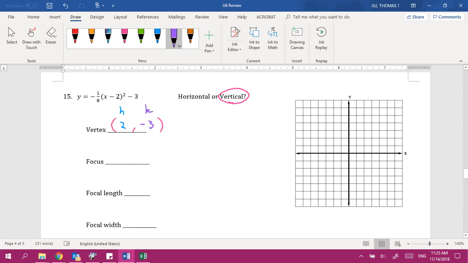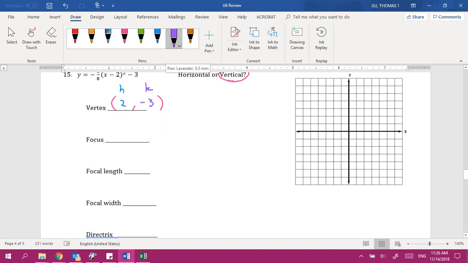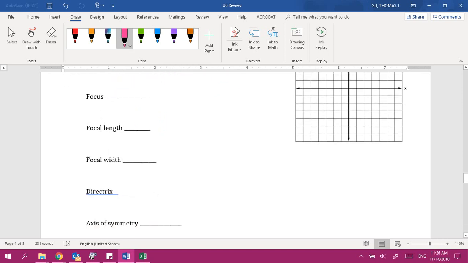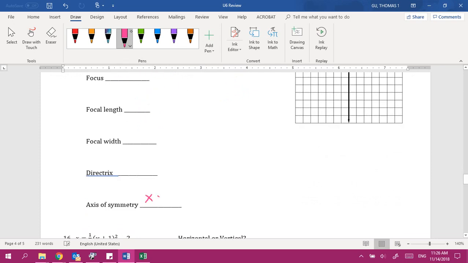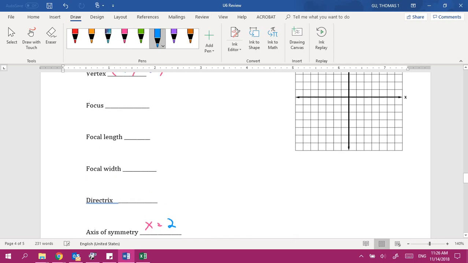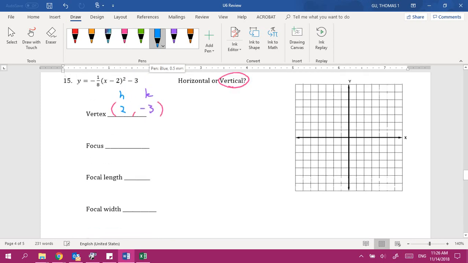Next, since we found the vertex, we should be able to find the axis of symmetry. So what is the axis of symmetry here? X equals 2. Where'd you get that 2 from? From the h, right.